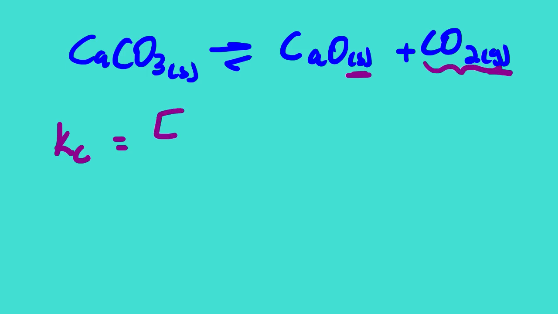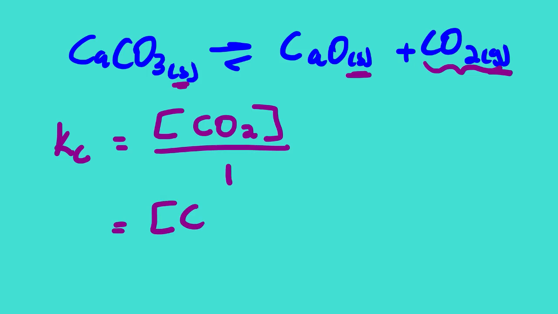So the concentration of carbon dioxide, since it doesn't have any coefficient, it's simply going to be 1 over the concentration of the reactants, but we can see that we only have solid phased substance, so it will be over 1, so it will be CO2. So this is the expression for this particular equation. Let us look at another example.